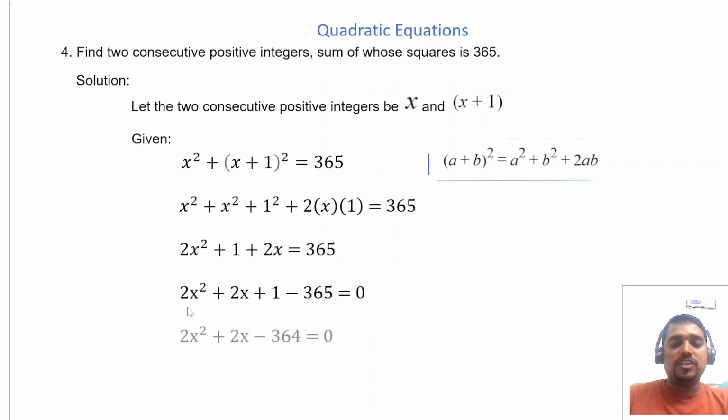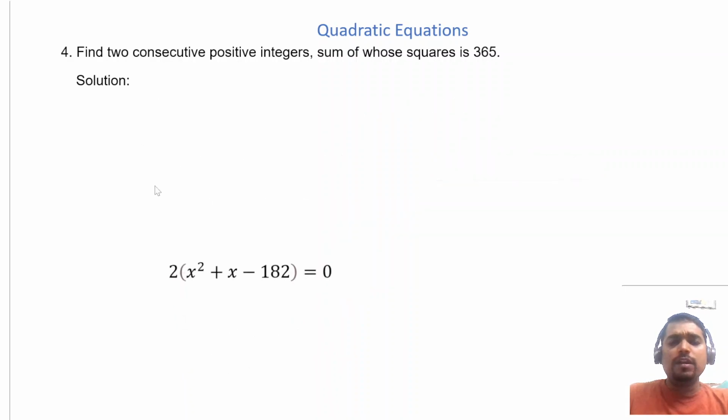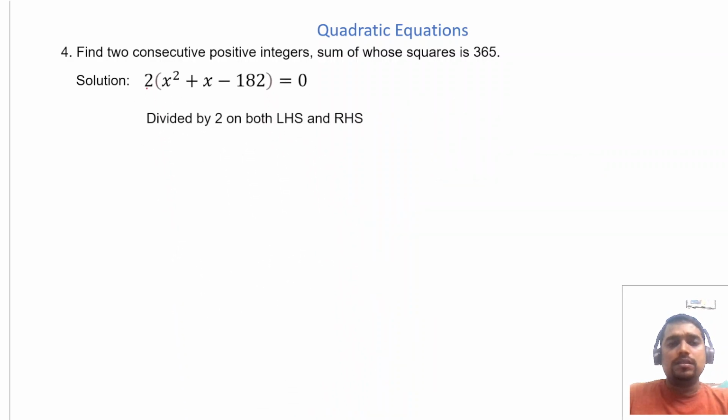Therefore, upon simplification, 2x square plus 2x, these two terms would remain as it is, and plus 1 minus 365 would become minus 364. Now we see that all the terms are even. Therefore, let us take 2 common. If you take 2 common, then the equation would be 2 times (x square plus x minus 182) equals 0. Divide by 2 on both LHS and RHS. Therefore, upon division by 2, 2 and 2 would get cancelled. Here 0 by 2 would be 0. So this is the final equation that we have got.